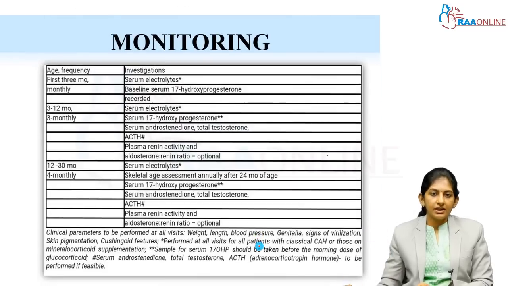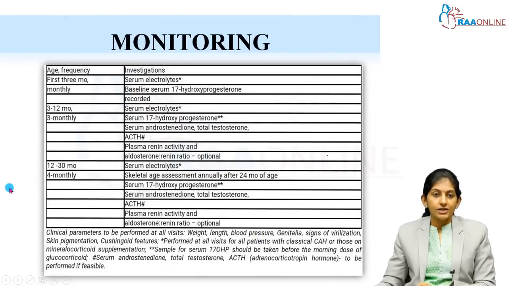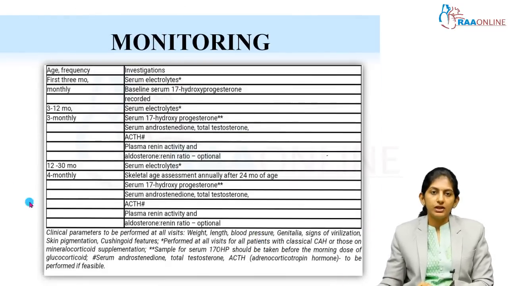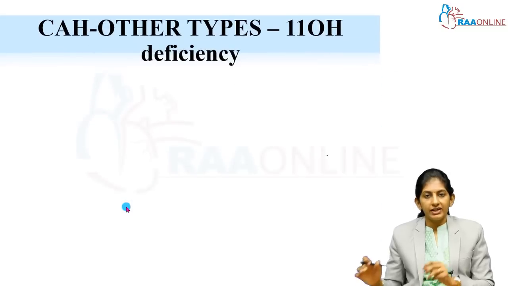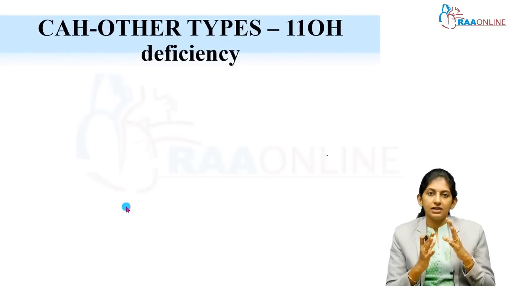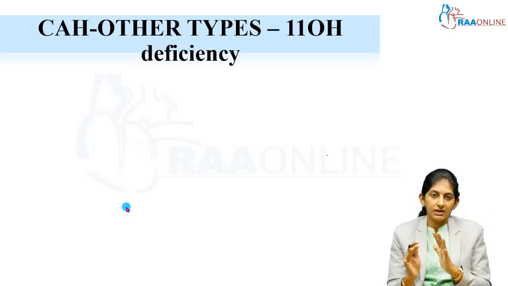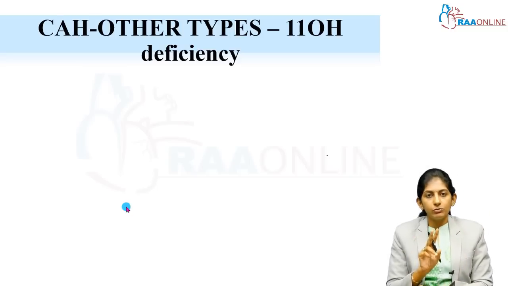So, monitoring, again, these are the investigations that have to be done for a child. We are monitoring CAH, right? So, serum electrolytes, serum 17-OHP. Every 3 months they have to come for follow-up and we have to monitor the following. Now we have seen the chunk of CAH, like 90% of CAH will be 21-hydroxylase. I hope whatever has been explained is very clear. Now, we will move on to 2 other types and then we will end this presentation.